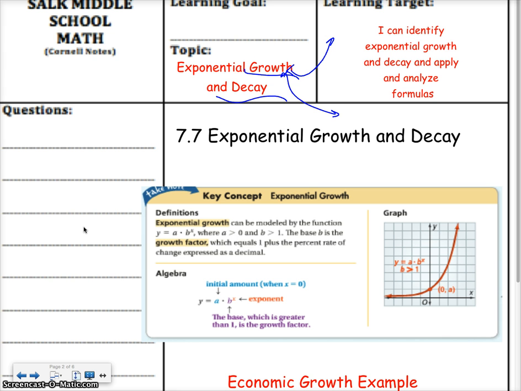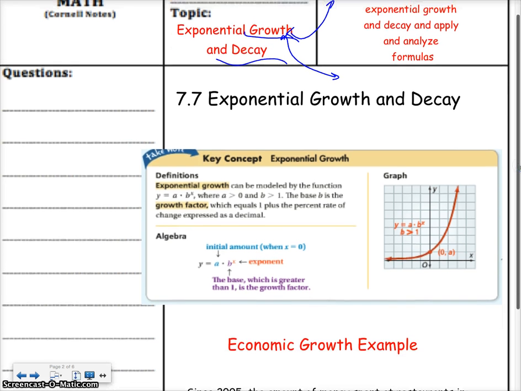Your learning target today: you can identify exponential growth and decay and analyze and apply the formula. The formula is nothing new. It's the exponential function formula you had yesterday, where y equals a times b to the x. Notice x is the exponent. It has to be the exponent. If x is not the exponent, it's not exponential growth.